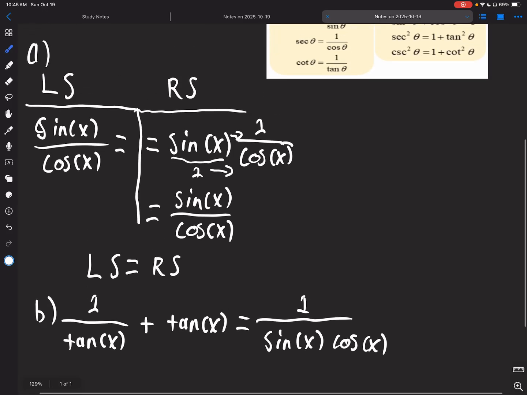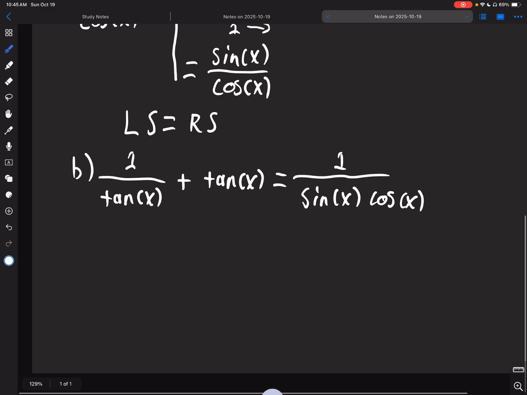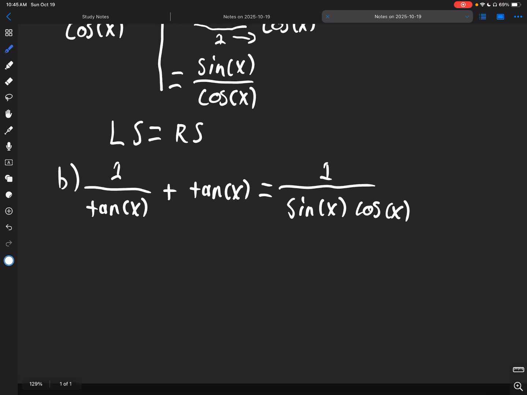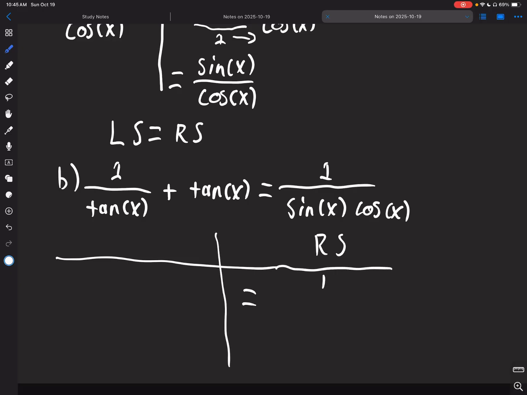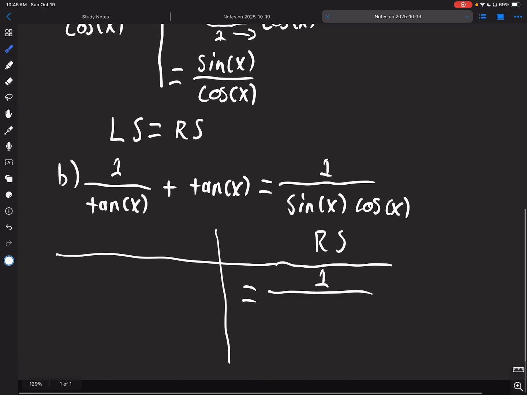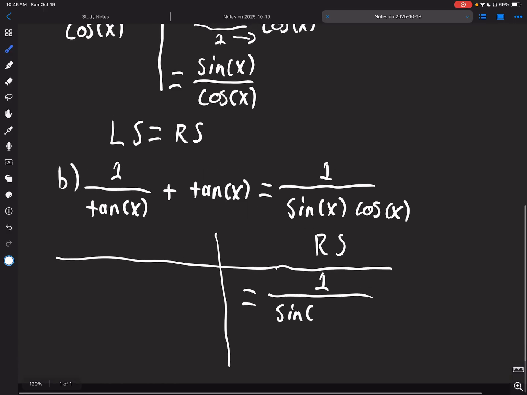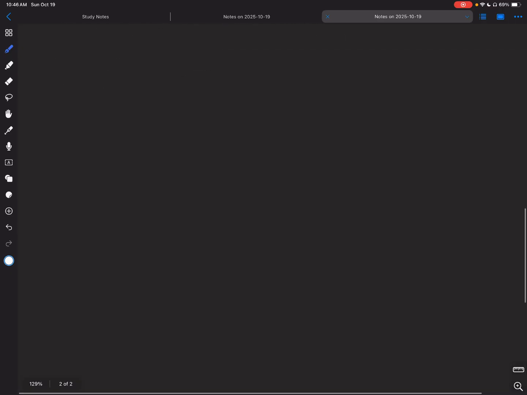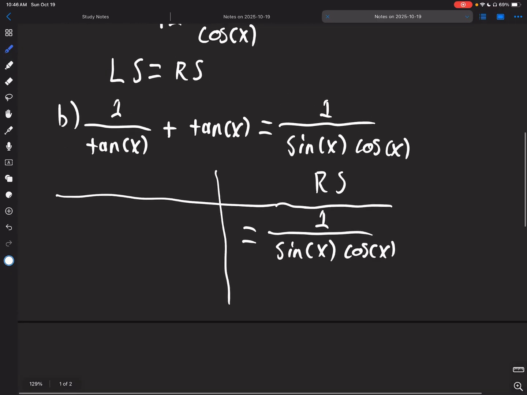Okay, so now that we're here, if we do our left and our right side, we said our right side is actually already done. This will just stay as 1 over sine x cos x. Okay, and our left side here now. So thinking about our steps, step 2 is switch everything to cosine sine.